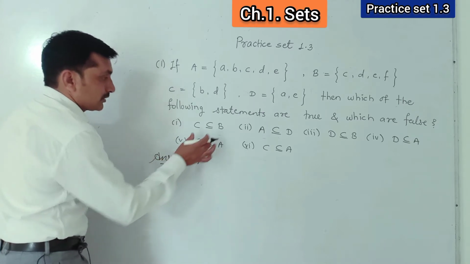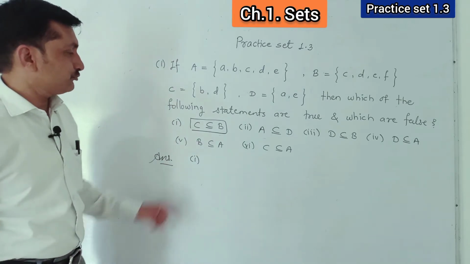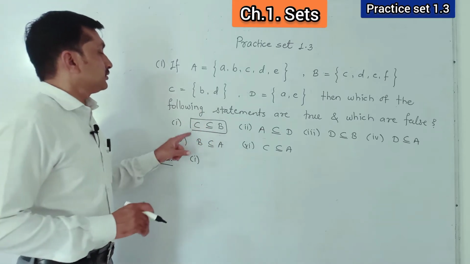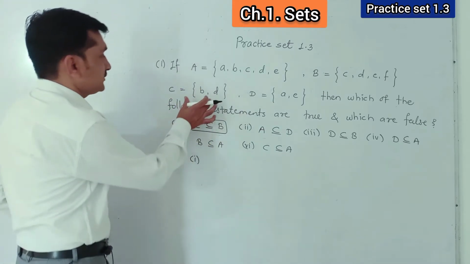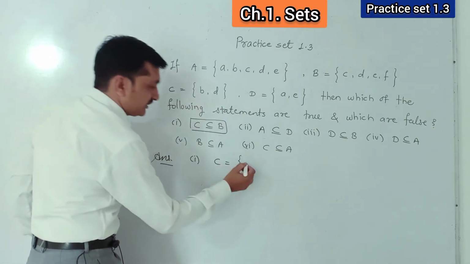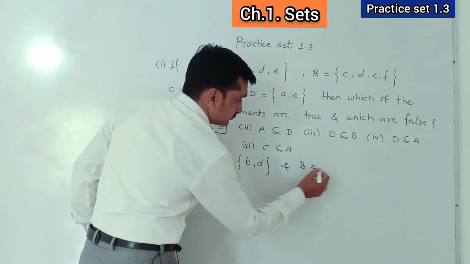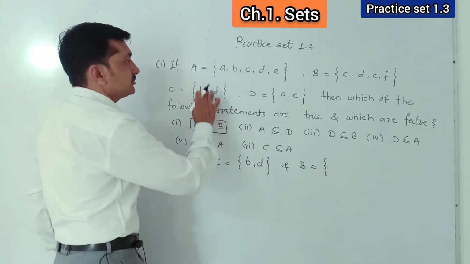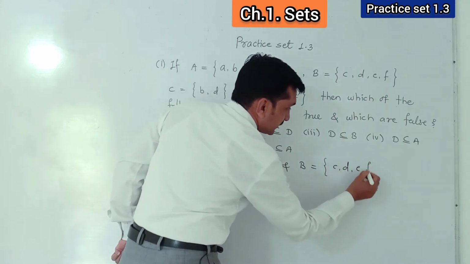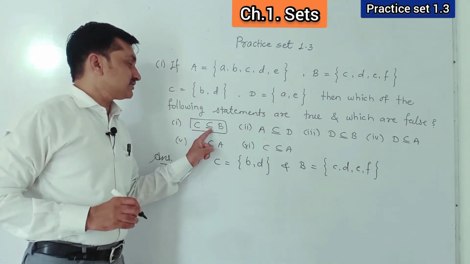First, now we want the relation for C and B, meaning is it true or false, that we have to write for C and B. Now for that, C is here. First I write C is equal to {B, D} and B is equal to {C, D, E, F}, and the statement is C is a subset of B.